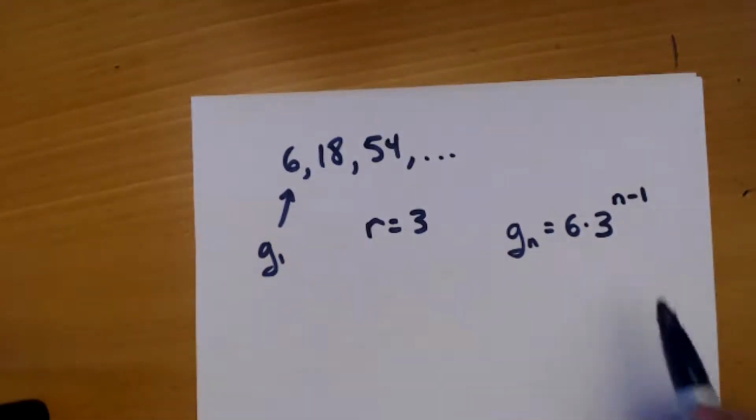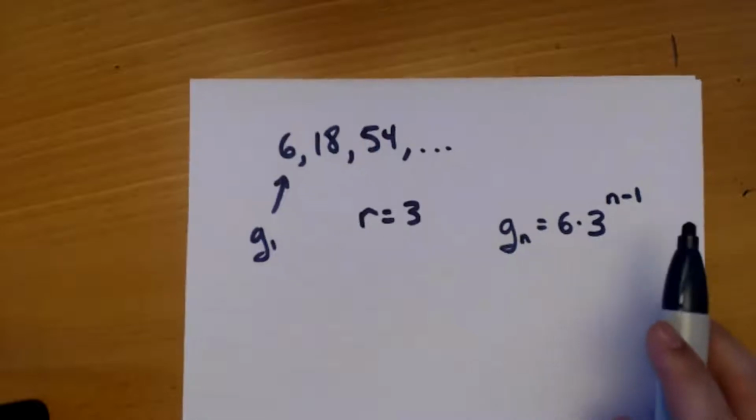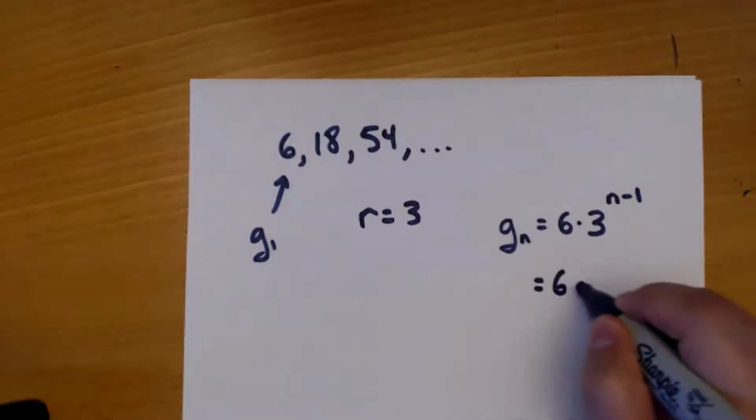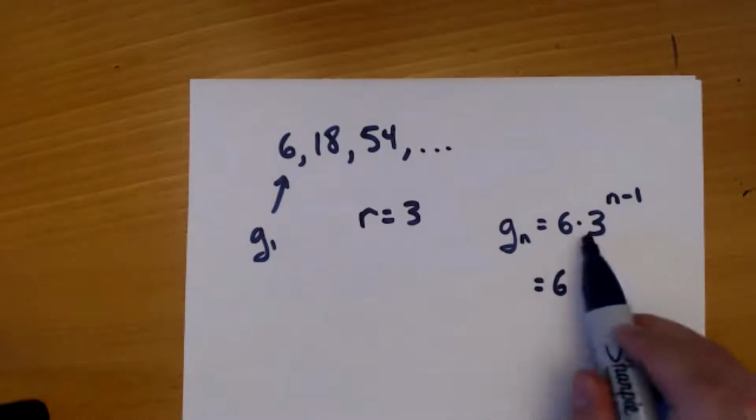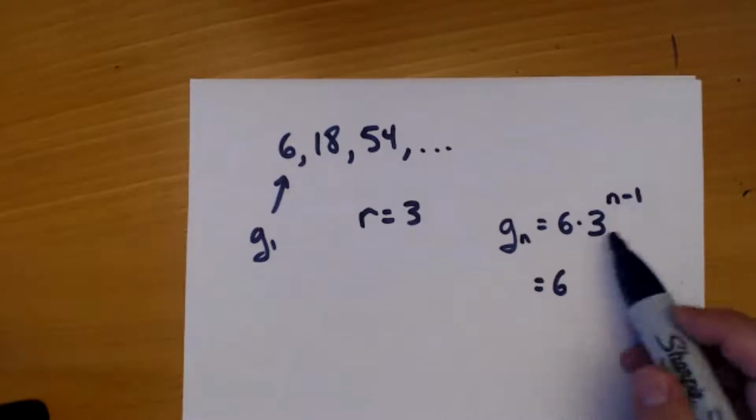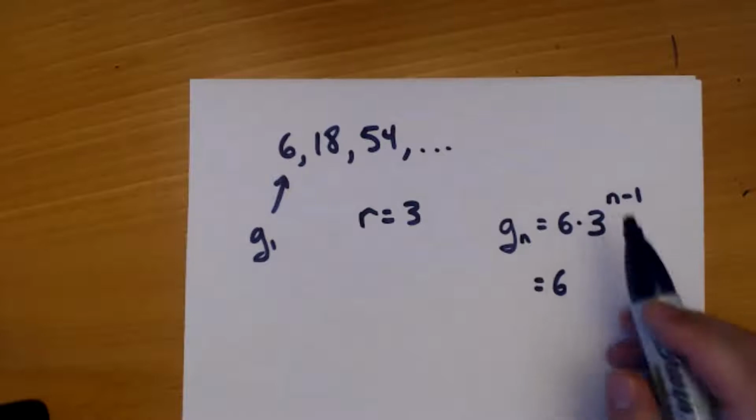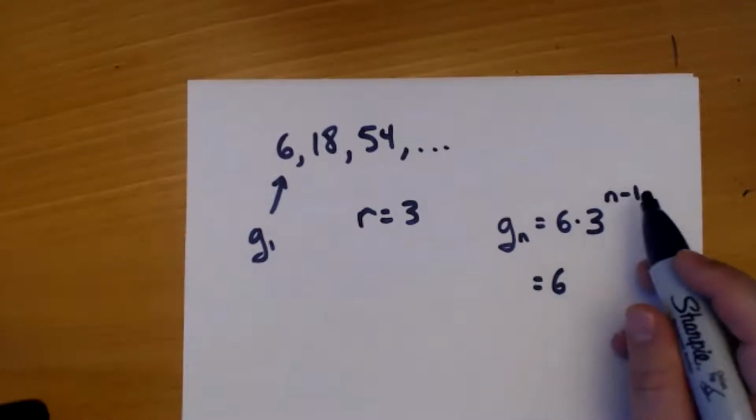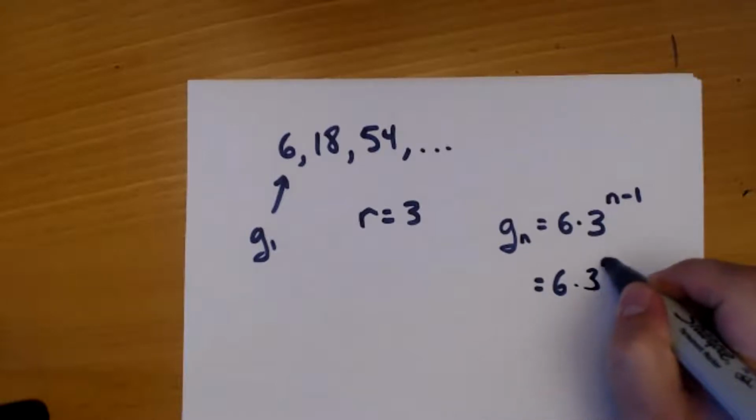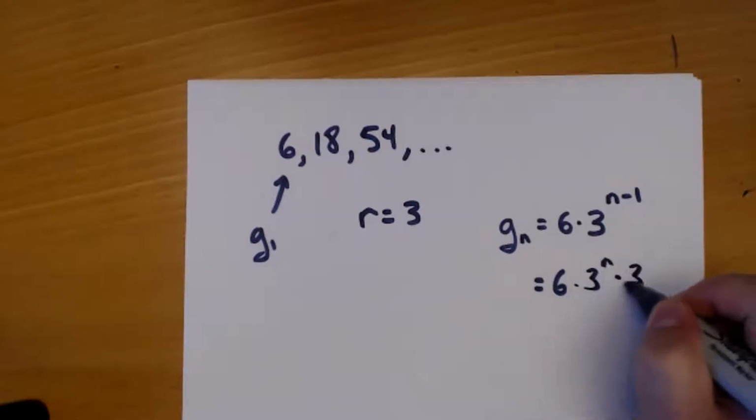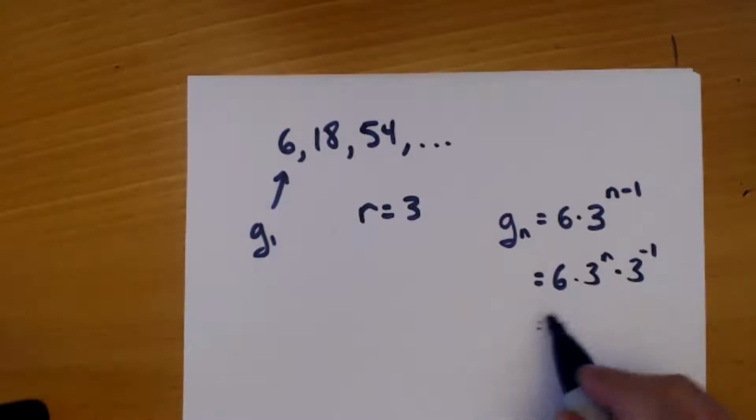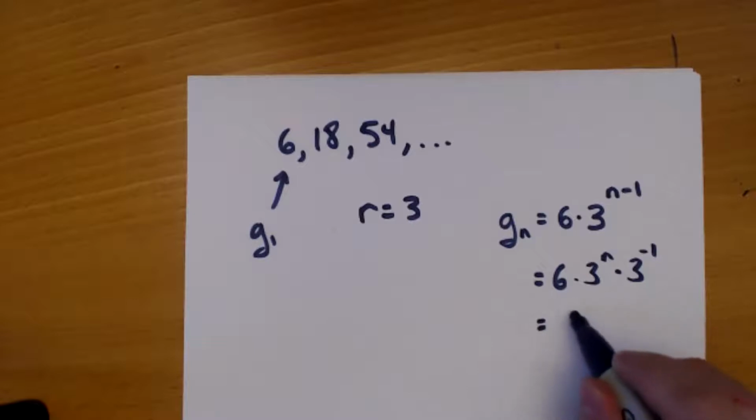Now, the only thing that I'd like to just point out here is that we can clean this up. First of all, this is not equal to 18 to the n minus 1. Remember, our order of operations tells me exponentials have to happen first and then do multiplication. So I can't make this 18 to the n minus 1. 6 times 3 to the n times 3 to negative 1. Or you can just jump to this.